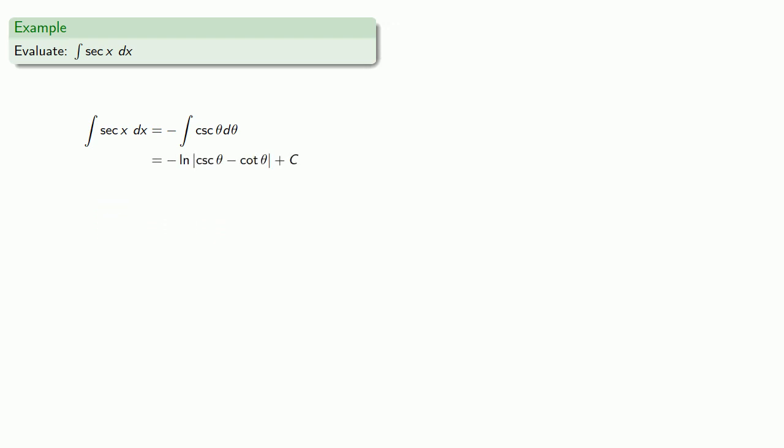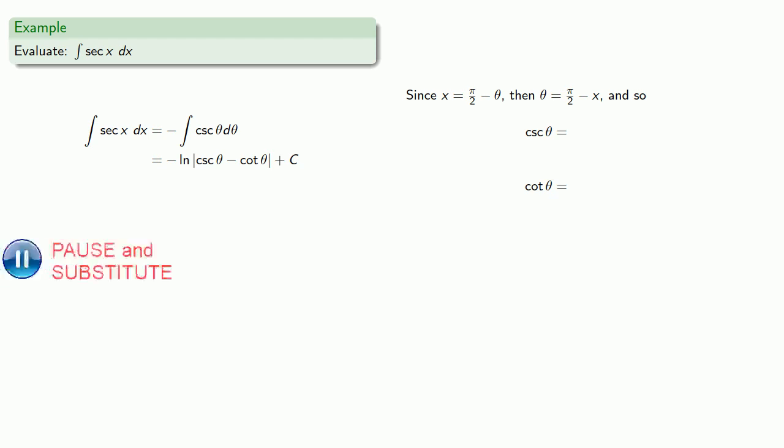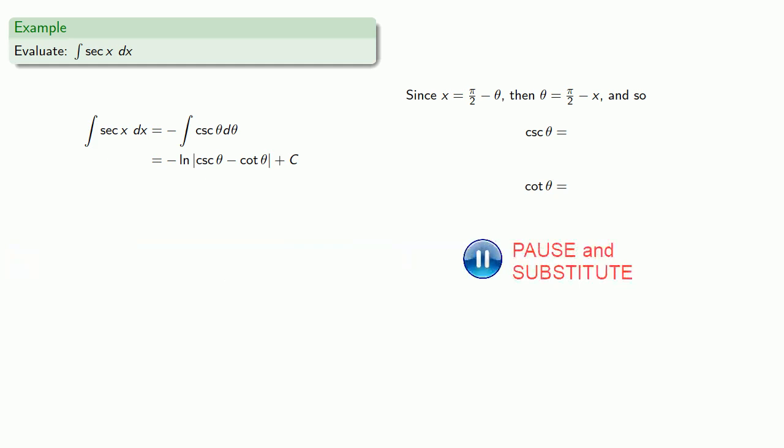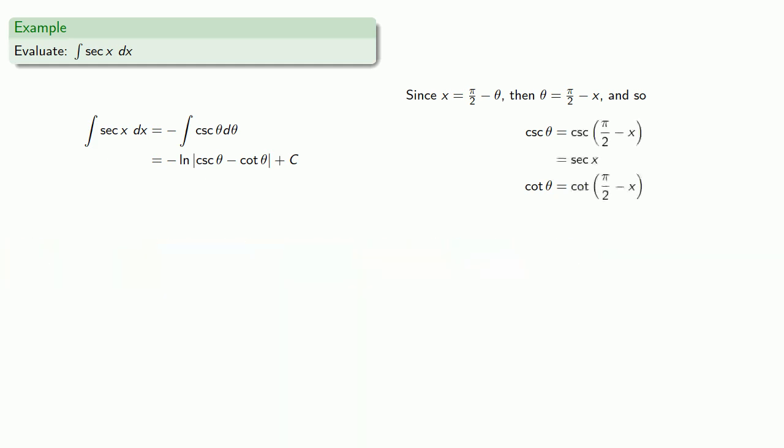Now, since we started with x, we have to put everything back, so since x equals pi halves minus theta, then theta equals pi halves minus x, and so cosecant and cotangent become and so there's our integral. Now you might notice we get a different integral than the one we got when we followed the voice in our head. And what this means is that sometimes we get different answers when we think for ourselves instead of following what the voices tell us to do.